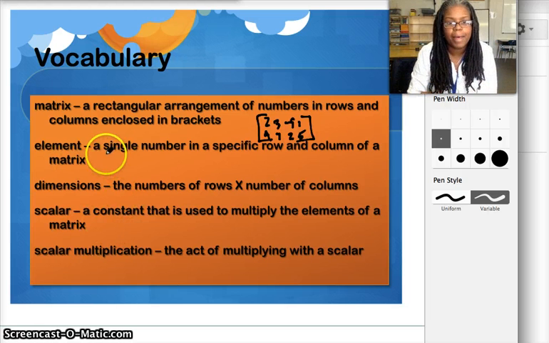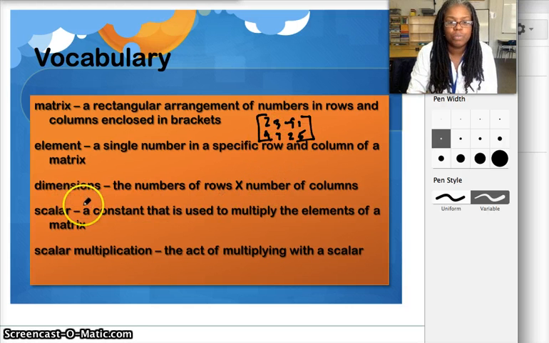When we talk about a matrix, we're talking about an organization of numbers, but each number is considered an element. An element is a single number in a specific row and column of the matrix. Like right here, 3 happens to be in the first row but second column. 2 happens to be in the second row and third column. Each one of those numbers is considered an element of the matrix.